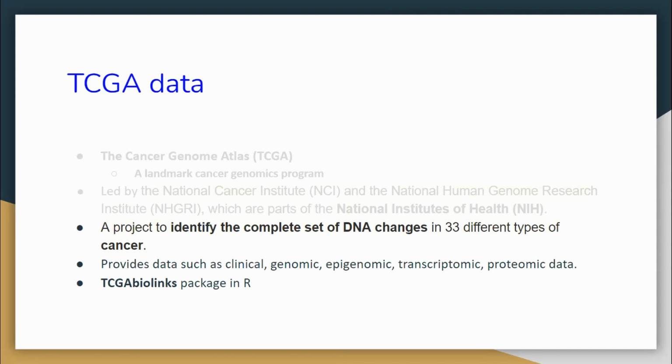It collects the data of cancer patients and normal individuals, including clinical, genomic, epigenomic, transcriptomic, proteomic data, and others. TCGA data is well published. It also has a specific R package, and the one I'm going to use here is called TCGAbiolinks, which contains some main functions to analyze and convert the data into useful information.